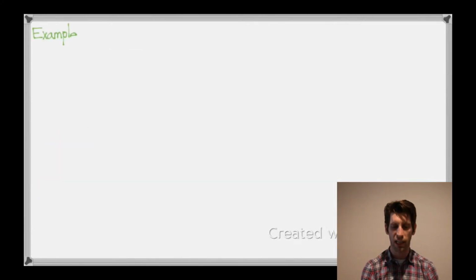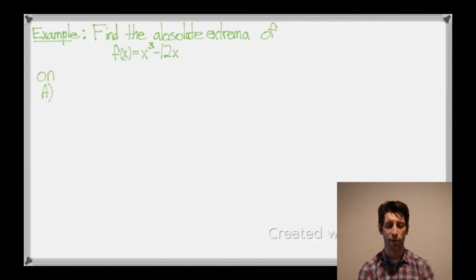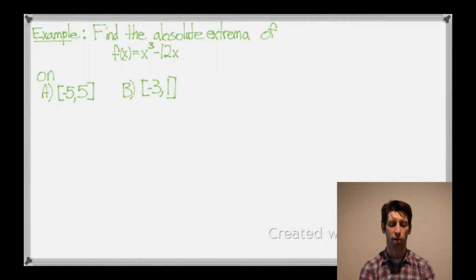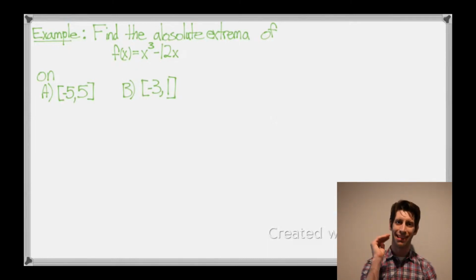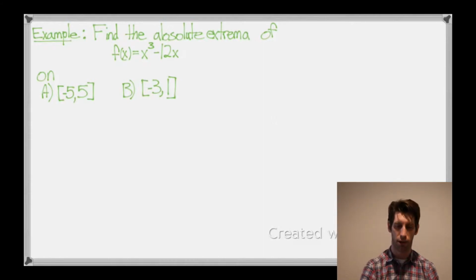Let's put this technique to work in an example. In this example, we want to find the absolute extrema of the function f of x equals x cubed minus 12x on the closed interval from -5 to 5 in part A, and in part B, the closed interval from -3 to 1. We're going to apply the closed interval method step by step here. We'll go through part A in this video. You should try part B, and then when you come to class, we'll go over part B in lecture.